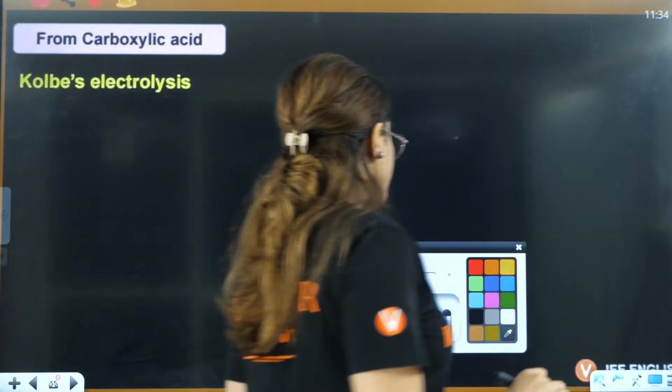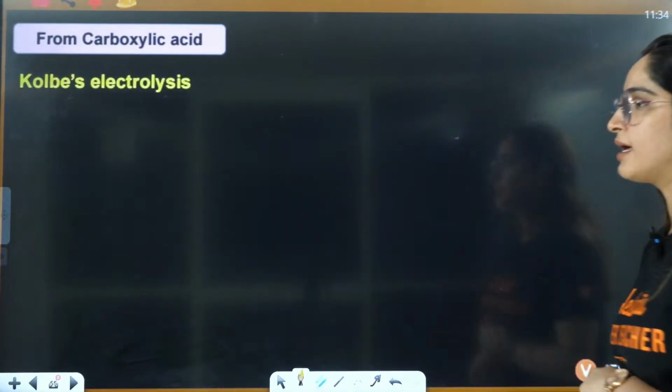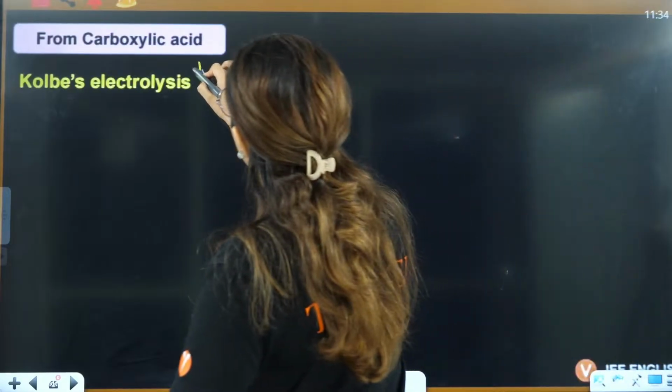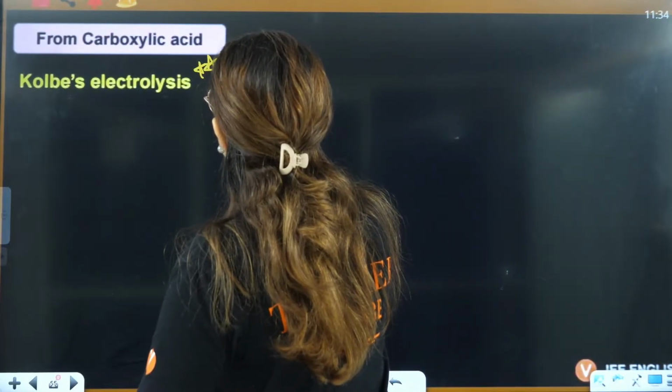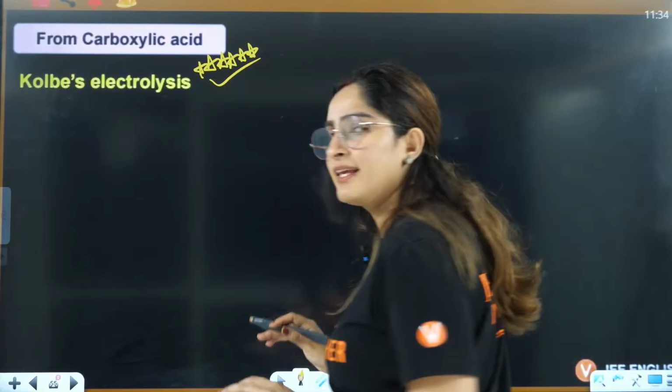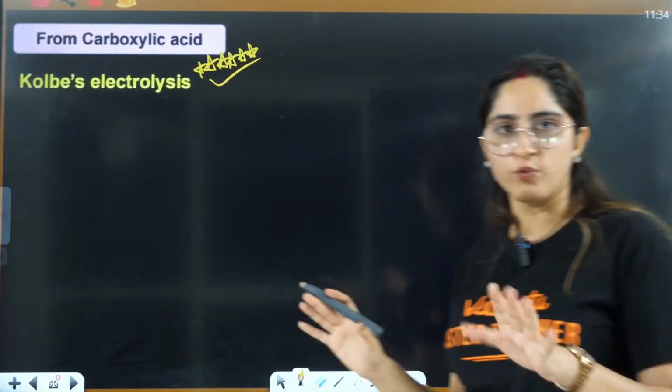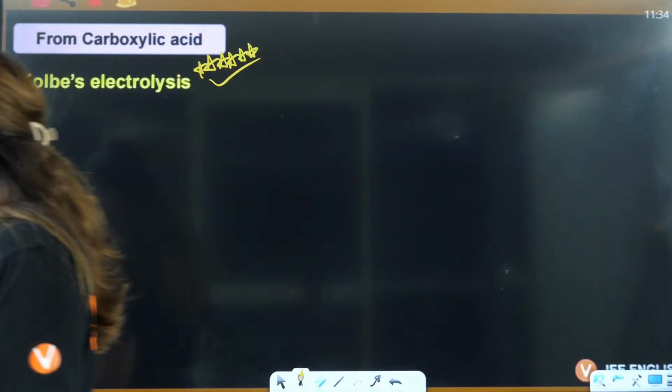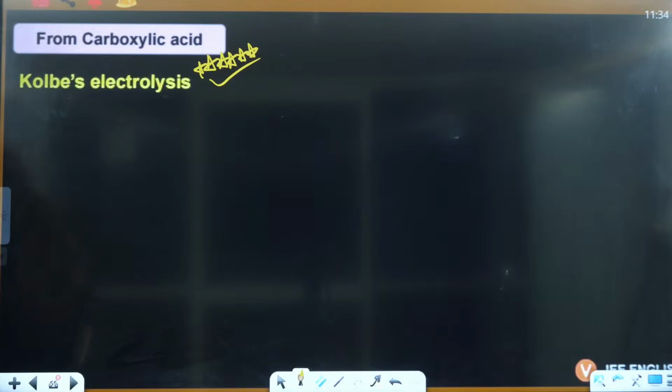Now next is Kolbe's electrolysis. Again, one of the most important reactions. Kolbe electrolysis you will find easy because it is quite similar to Wood's reaction. Okay, the questions will be quite similar. So let's talk about this.